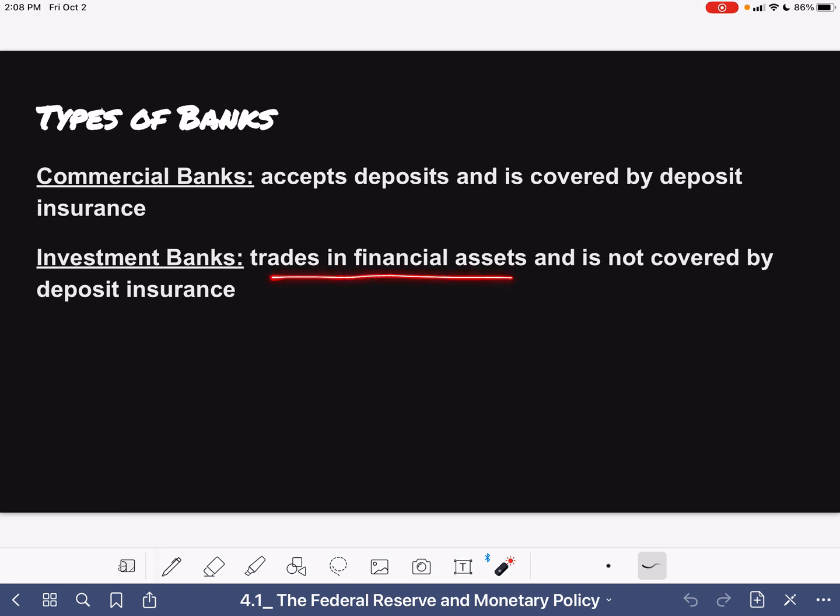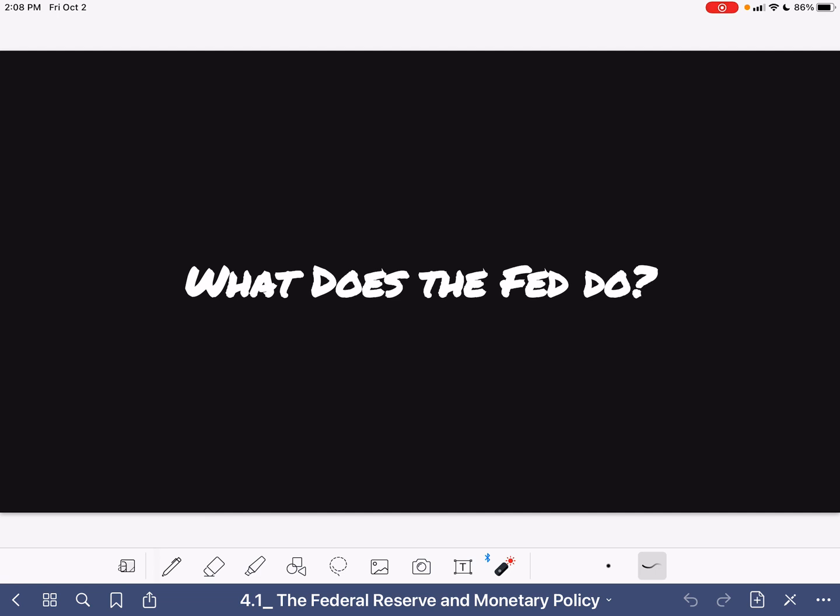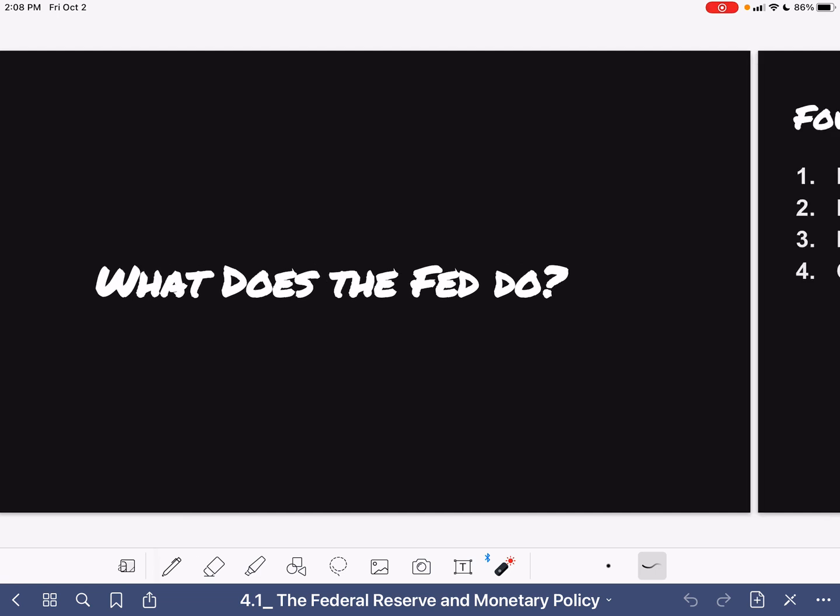But if you are trading in financial assets, playing the stock market, you're not going to be covered by the FDIC insurance. Only your checking account and your savings accounts at your banks are covered by FDIC insurance up to a certain maximum, $250,000. So what exactly does the Federal Reserve do?